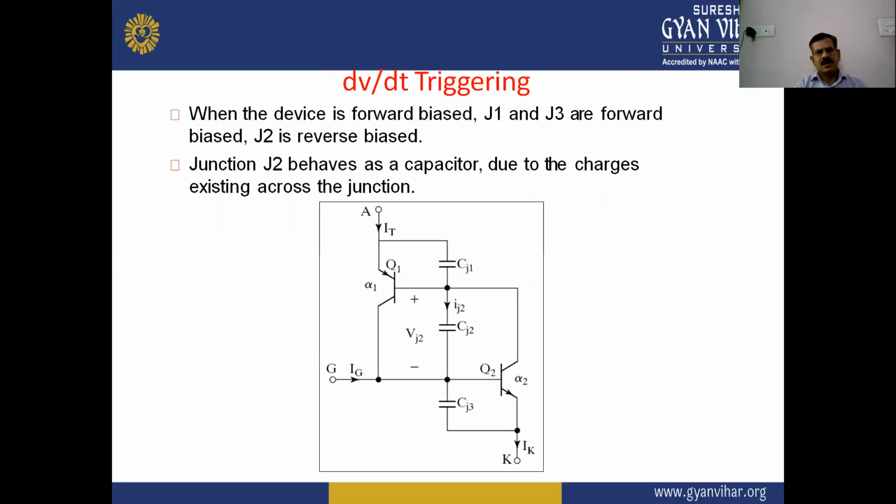Next triggering method is the dV/dt. In this method, when the device is forward biased, junctions J1 and J3 are forward biased and junction J2 is reverse biased. We can also see this in this circuit diagram. The junction J2 behaves as a capacitor due to the charge existing across the junctions.